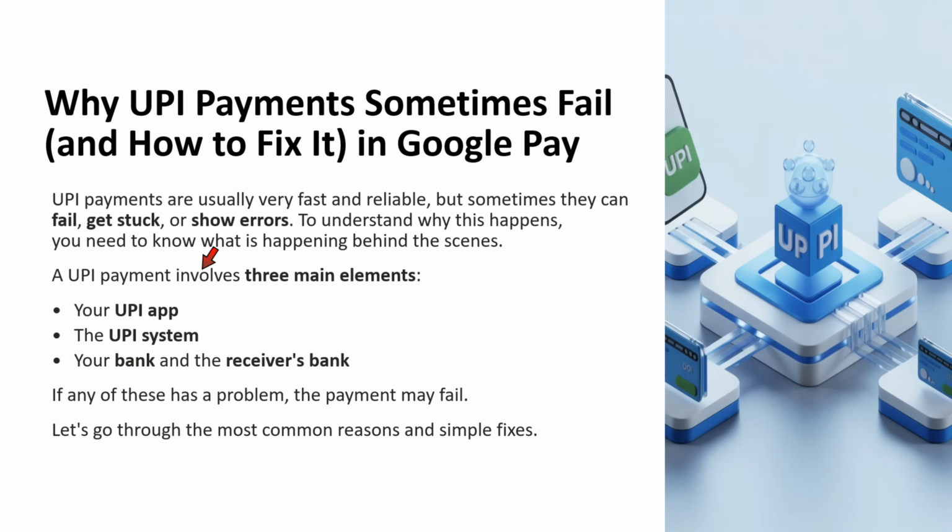A UPI payment involves three main elements. First one is your UPI app, second one is the UPI system, third one is your bank and the receiver's bank. If any of these has a problem, the payment may fail. We will go through the most common reasons and simple fixes.